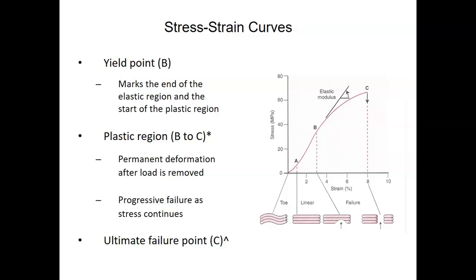So a sprained ankle, a sprain to your anterior talofibular ligament, if it's still intact but sprained, would be in the B to C range. If you have a failure of that ligament, the ligament just plain ruptures, that's where you are at C, the ultimate failure point. We don't want to be there. So like a grade 1, 2 sprain would be in that plastic region.